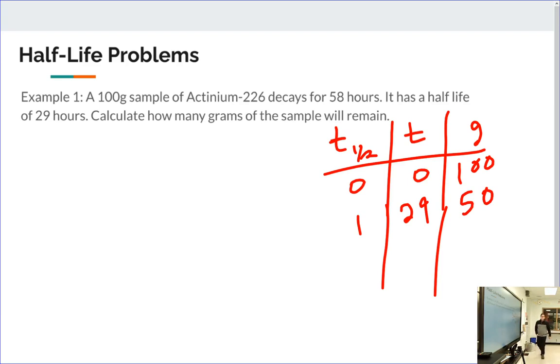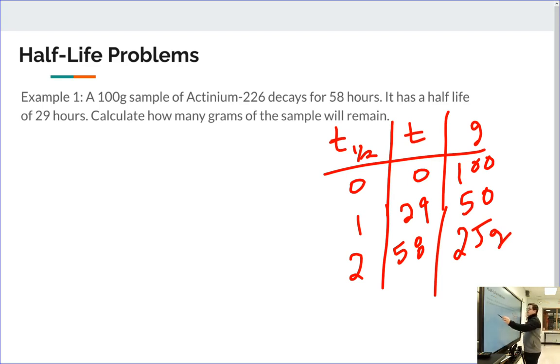Okay. After two half-lives, how many hours have elapsed? 58. 29 plus 29 is 58. And what's half of 50? 25. So after two half-lives, or 58 hours, we have 25 grams left over. Did you see that now, Johnny? Yeah.